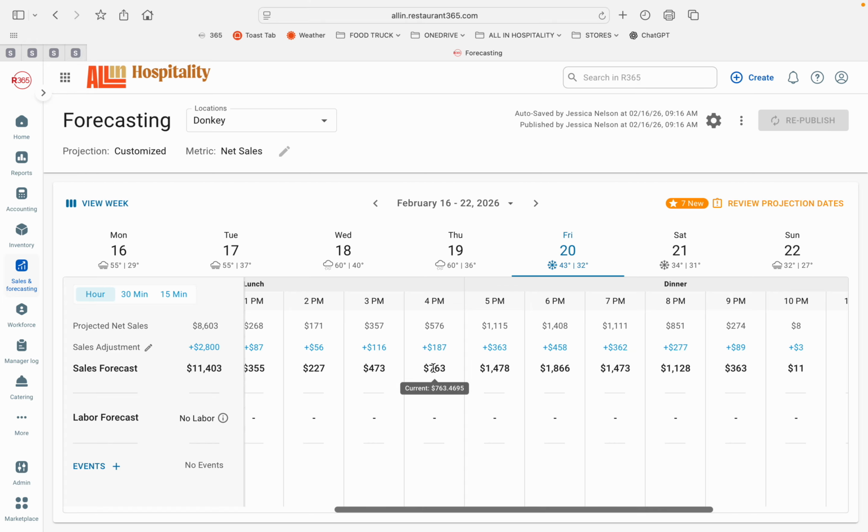If you are looking at overall labor spend, you want to see what your current schedule is matching up to your labor goals. We're going to find that on the actual schedule themselves. So as long as forecasting is published, which in this case you can see that it is, now we're going to go over to our schedule.